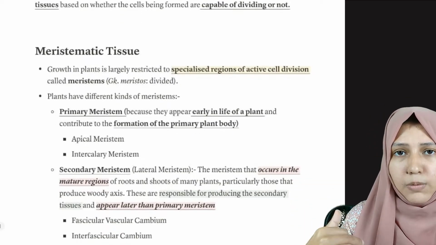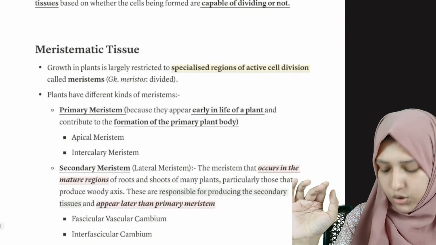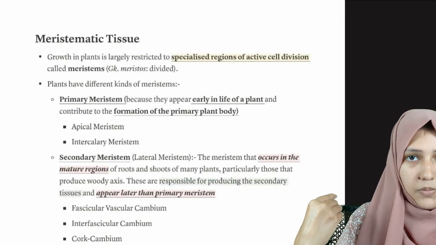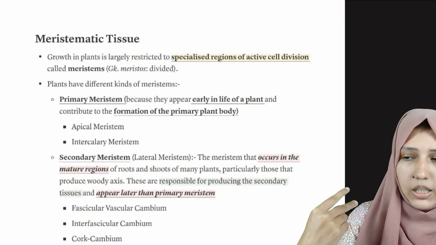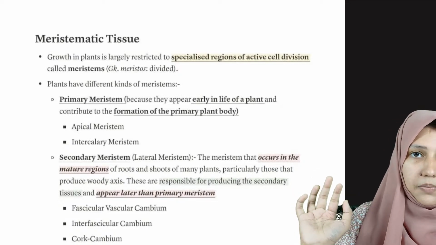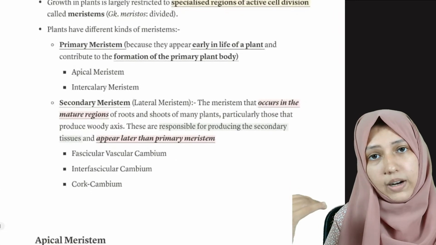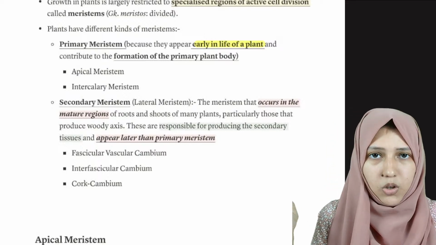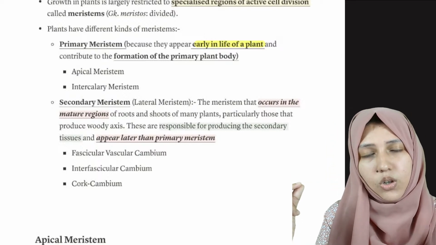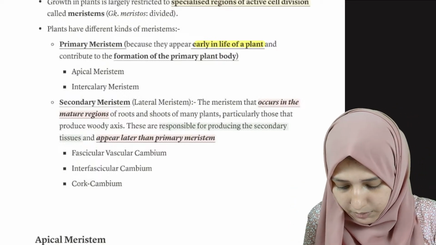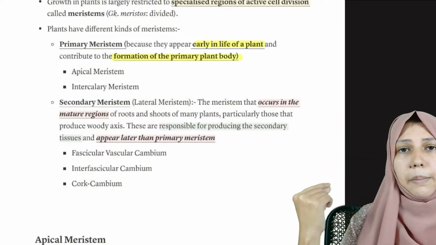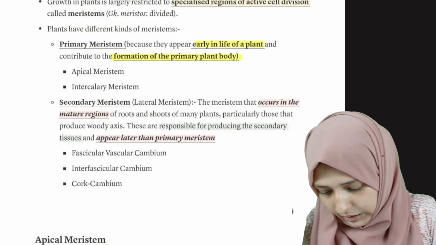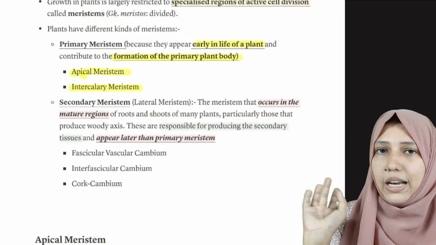Now coming to the types of meristematic tissue. There are mainly two types: primary meristem and secondary meristem. In the group of primary meristem, there are apical meristem and intercalary meristem. Clear? Now what is the definition of primary meristem? It is the meristem which is seen early in the life of a plant. Primary means early. It also contributes to the formation of the primary plant body. So the primary plant body is formed by the primary meristem. And what are the types of primary meristem? Apical meristem and intercalary meristem.